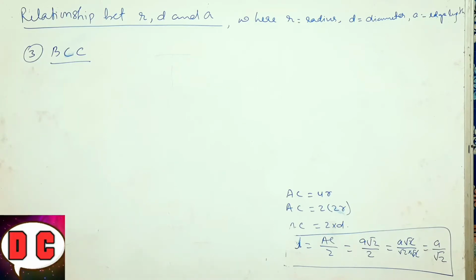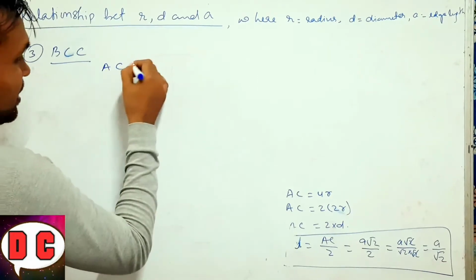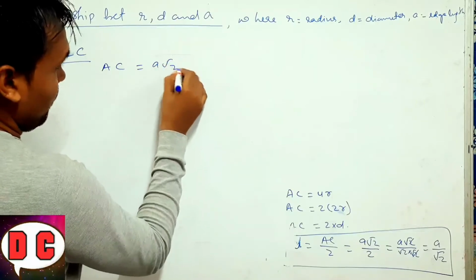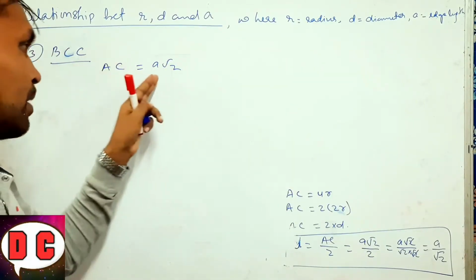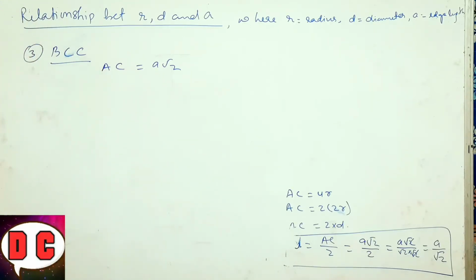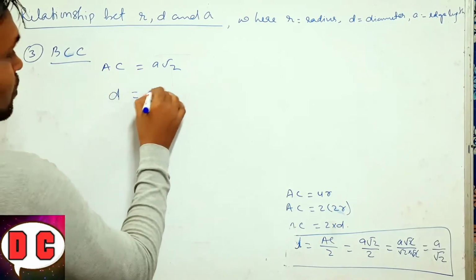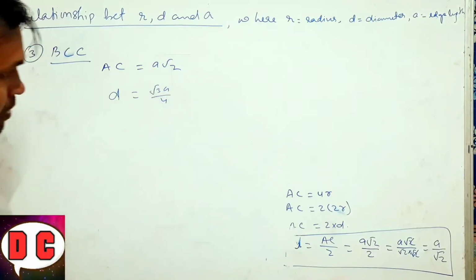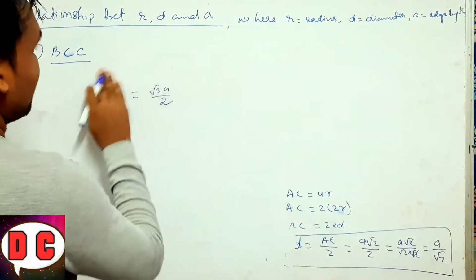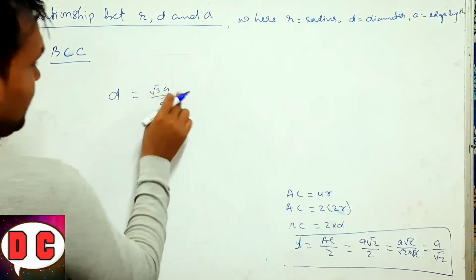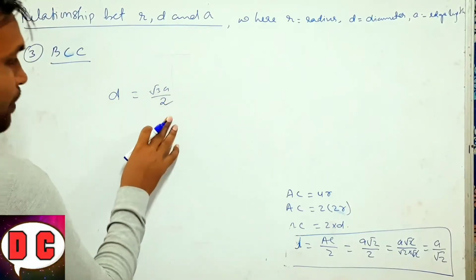In the body centered cubic, directly we will be writing what we got in the previous diagram: AC equals A root 2. We got it in the FCC diagram. Now here, the relation between D and A is, D equals root 3A by 2.